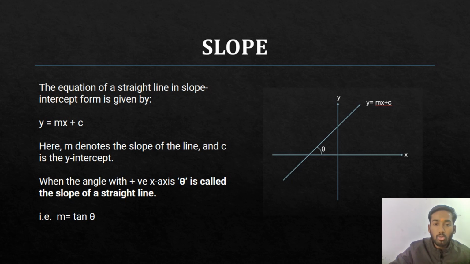Now comes the slope part. The slope is basically the inclination of the line towards the x-axis. We generally take it positive. The angle between the x-axis and the line is theta, and tan theta is called the slope of the straight line. And the slope form of a straight line is y is equal to mx plus c, where c represents the intercept of the line on the y-axis.